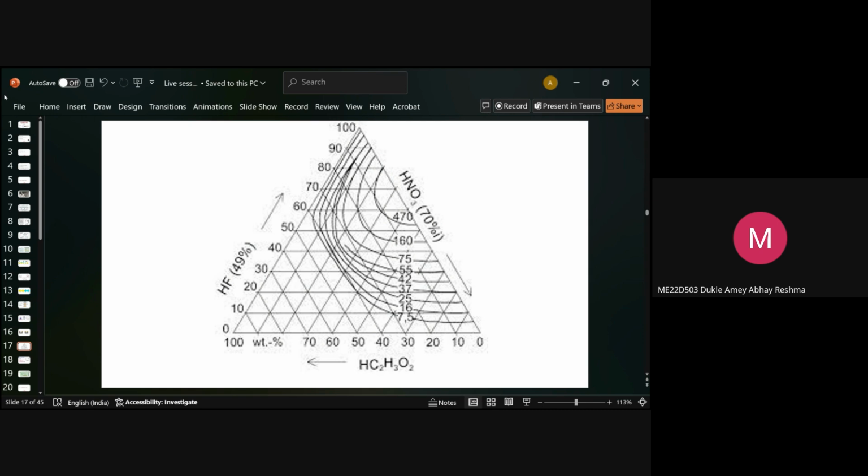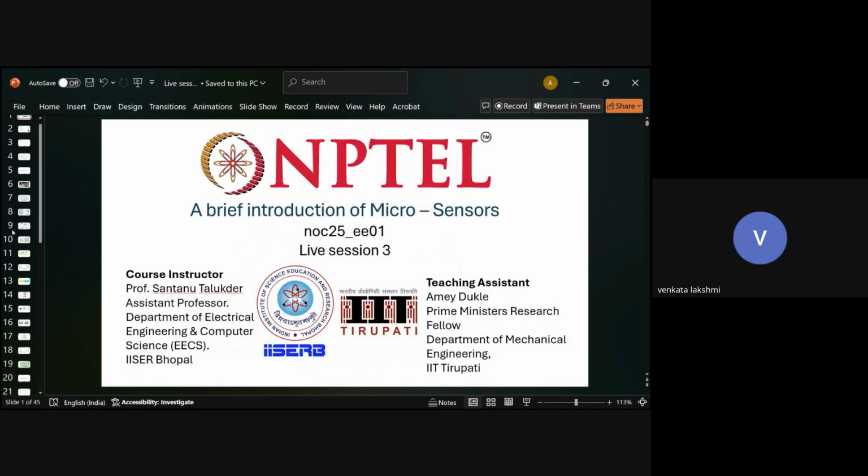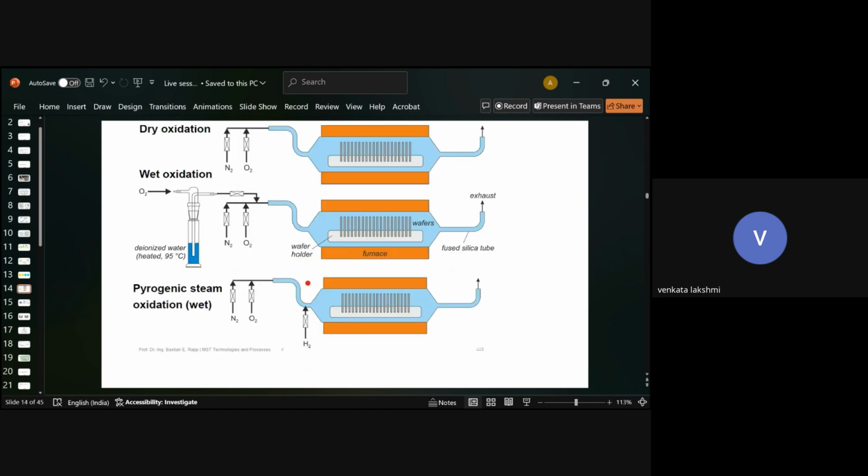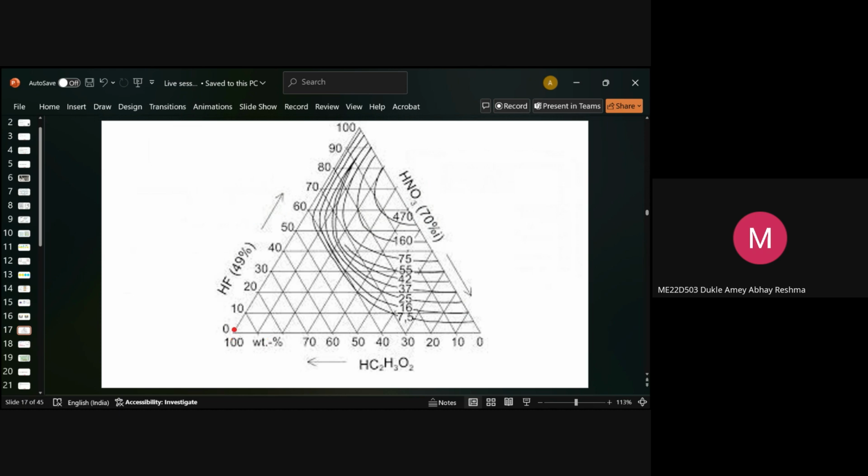Here you have 0% of hydrofluoric acid and 100% of acetic acid, so this will be the etching rate. In this case, you have 60% of hydrofluoric acid and 40% of acetic acid. The concentration of nitric acid is more or less the same. Based on that you will get this etch rate.